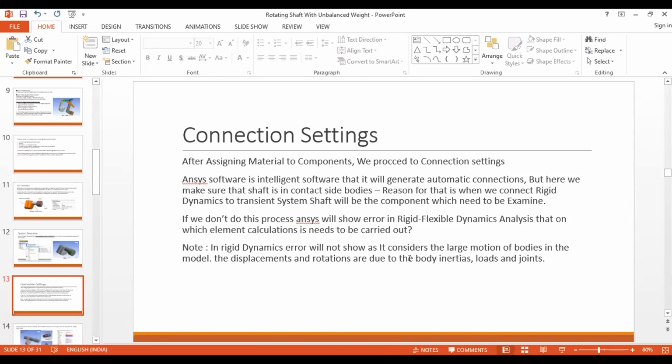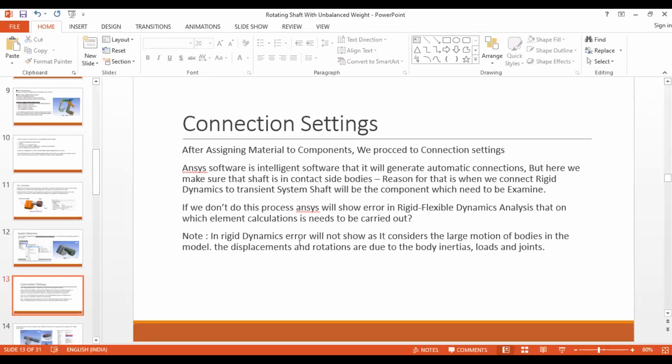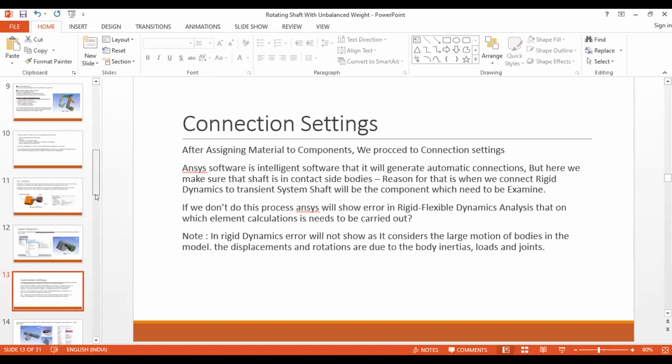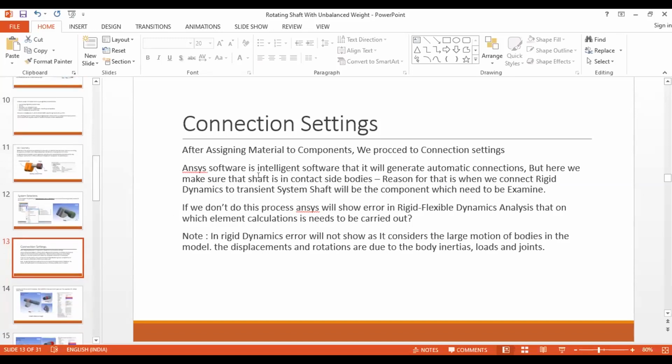It's only focusing on your mechanism, not the forces that you want to calculate, not the stresses that you want to calculate. So this error will not pop up in rigid dynamics. It will only pop up in rigid flexible dynamics. So make sure we do this step in the rigid flexible dynamics.